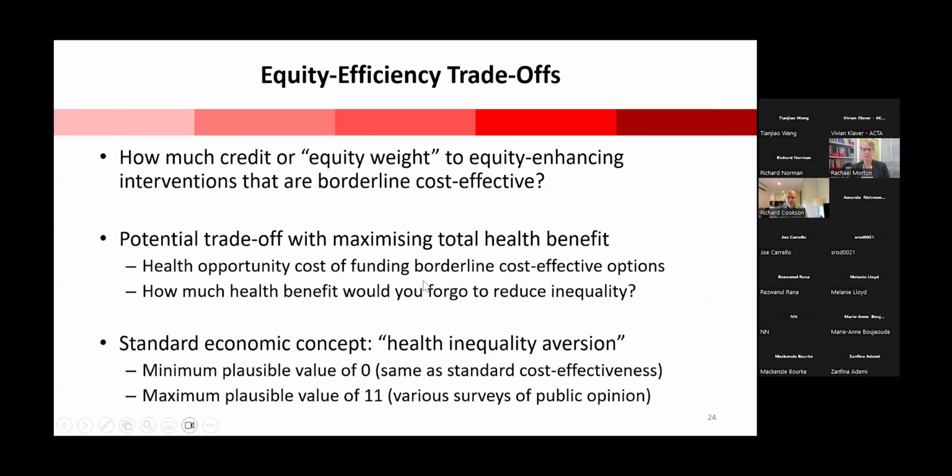And then we've talked about the equity weights. How much weight are you going to give? And possibly how much less weight will you give to things that are not cost effective? That's the classic opportunity cost thing that us health economists go on about. If you're going to give a bonus to some technologies, maybe you're going to deprioritize other technologies, either implicitly or explicitly. And then the way we do weights in this field is we have a thing called a health inequality aversion parameter, typically from 0 to 11 or so, and that will set your weights on the different groups, and then you can vary that parameter.